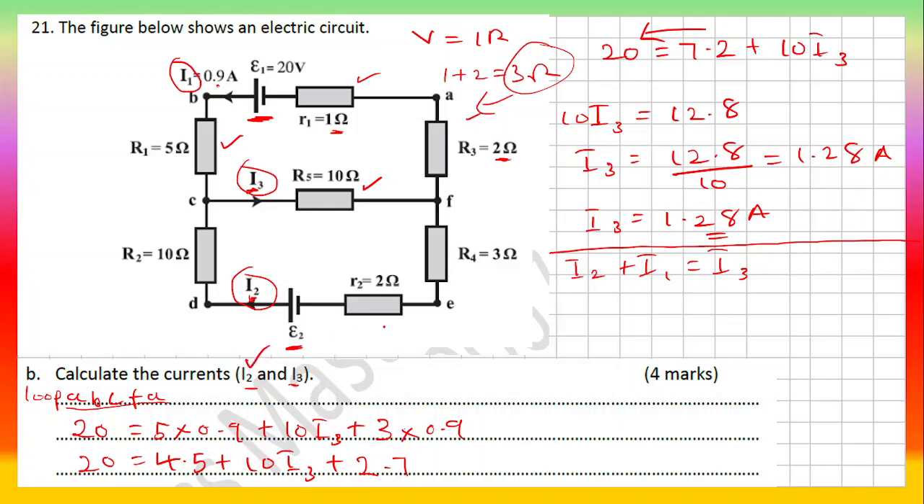But what do we want? We now want I2. So I2 will be equal to I3 minus I1. What is I3? We have it, that is 1.28, minus I1. What is I1? 0.9. Therefore, I2 is equal to 1.28 minus 0.9. I end up with 0.38. So I2 is equal to 0.38 amperes.